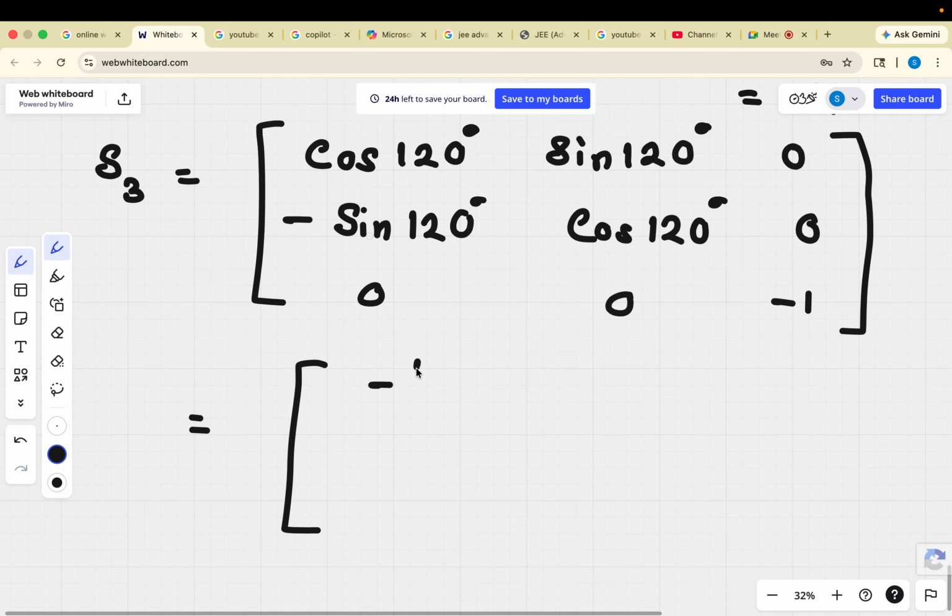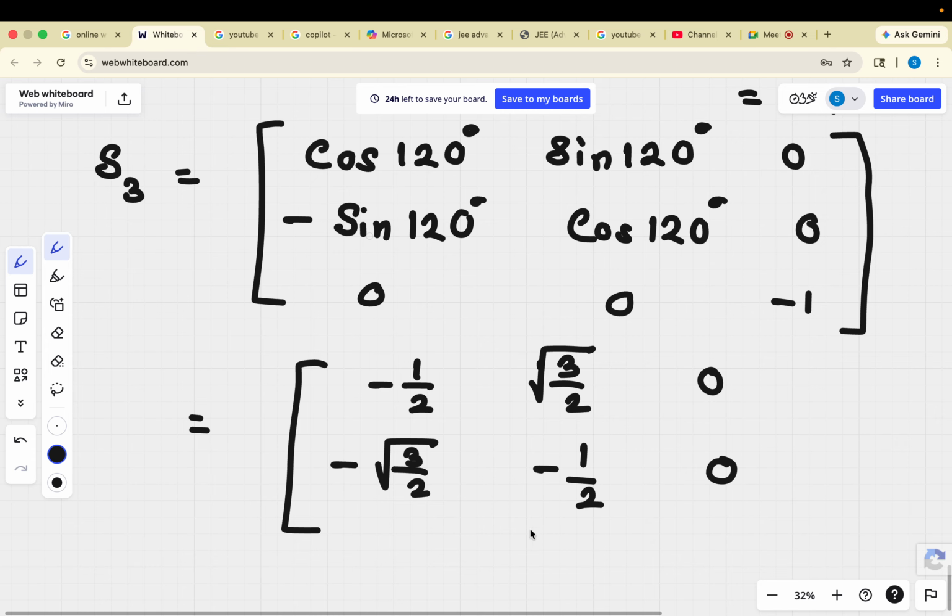For cos 120 degree, the value is minus half. Sin 120 degree, it will be what? It will be root over 3 by 2, and 0. Now minus sin 120 degree, so that will be minus root 3 by 2. Then cos 120 degree, again it will be minus half, 0, and last you have 0, 0, minus 1.